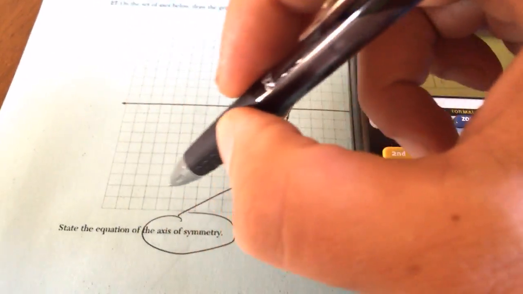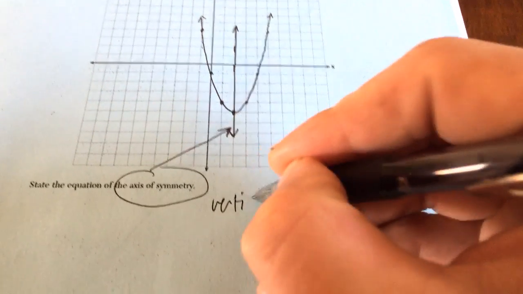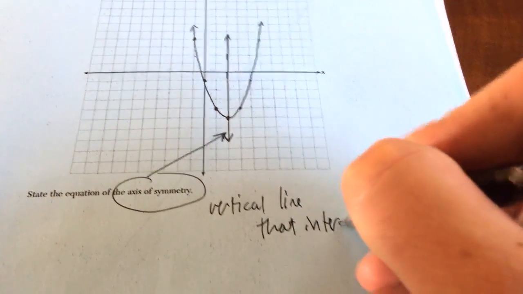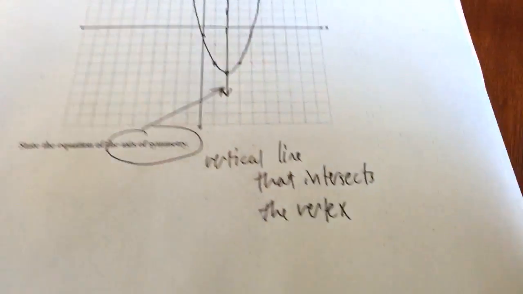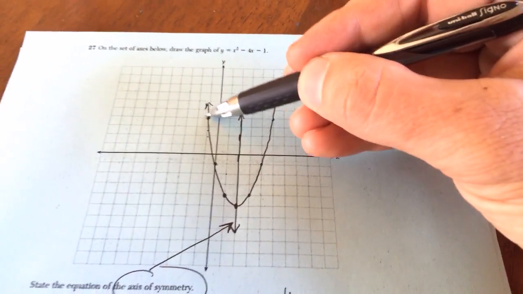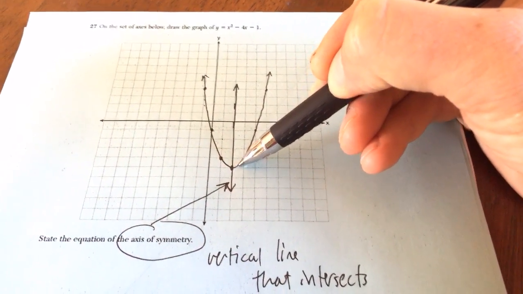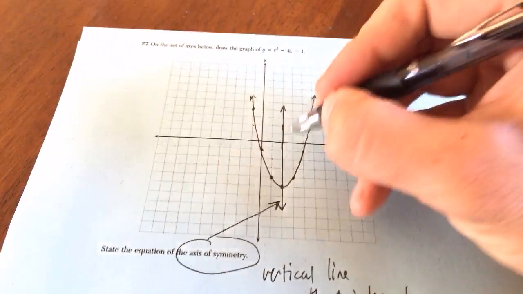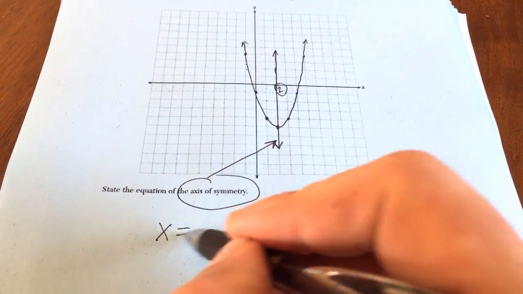Now they want you to state the equation of the axis of symmetry. Now the axis of symmetry is this vertical line that intersects the vertex. Now the vertex is where the parabola goes from decreasing, to this lowest point, and then see how it starts increasing. So this is also called the turning point. So in this case, that x value is 2. So we say the equation of the axis of symmetry is x equals 2.